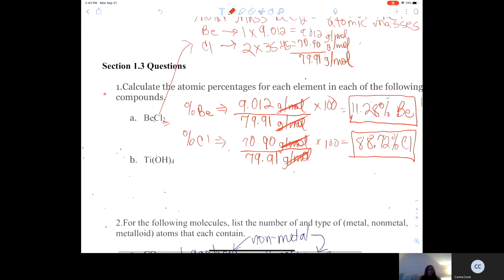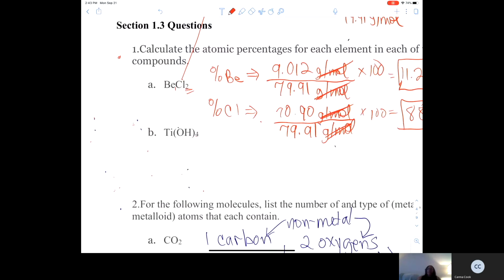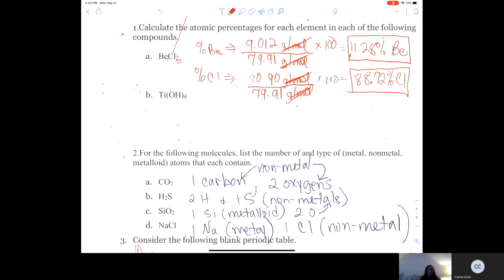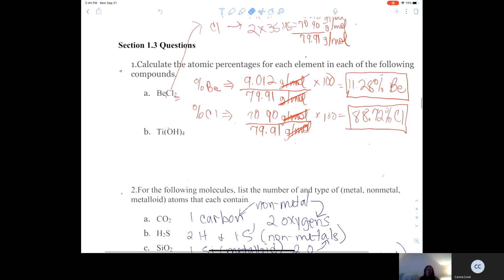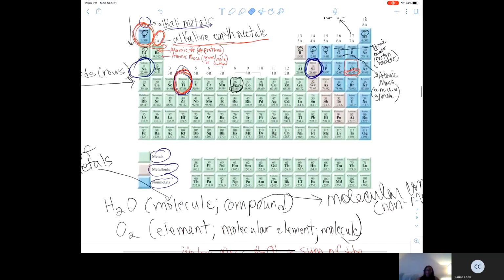Now, the next compound, Ti(OH)4, has 3 different types of atoms instead of 2 different types. It has titanium, Ti, oxygen, O, and hydrogen, H. So we've got to find the percent composition of 2 of them, and then we can subtract that total percentage from 100, and get the percentage of the third one. Or we could just do the calculation for that third one. Either way. But you've got to get the percentages for the first 2 correct to make sure that the third one is correct. So let's take a look at our periodic table. Find titanium, oxygen, and hydrogen on the periodic table.